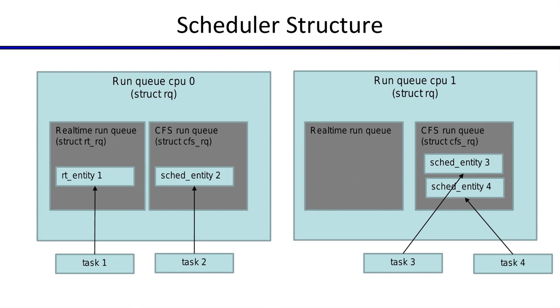And on the left side, you can see that the real-time run queue has one task to run on CPU 0. On CPU 1, you can see in this example that the real-time run queue has nothing to run. So in CPU 0, the left side CPU, task 1 is going to run. And on the right side, CPU 1, task 3 and task 4 are the only two normal tasks, and they are going to timeshare on CPU 1. Task 2 will have to just wait until task 1 is done, just because task 2 is on the normal run queue and there is a higher priority real-time task.